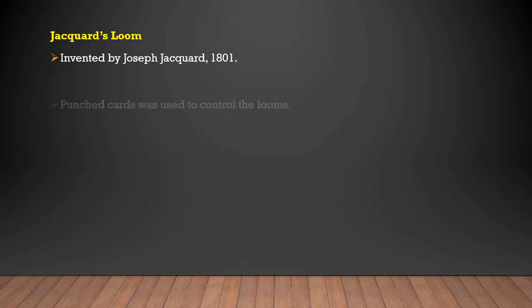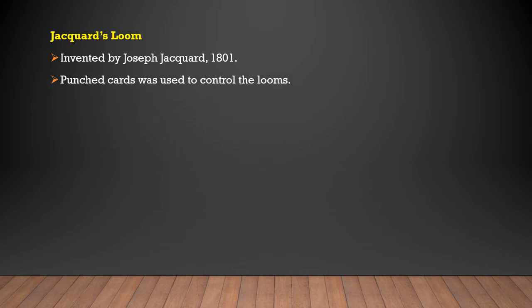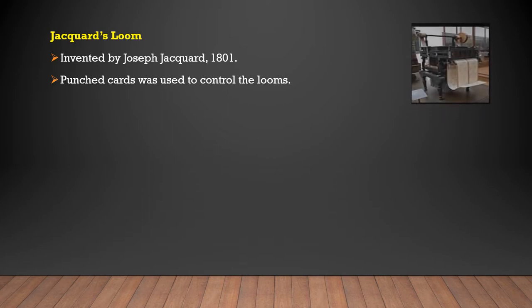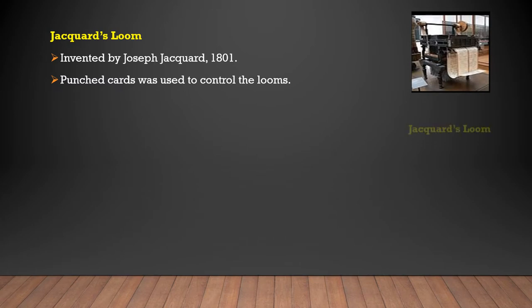Next is Jacquard's loom. Jacquard's loom is a mechanical loom invented by Joseph Jacquard, first demonstrated in 1801. He manufactured punch cards and used them to control the looms. The entire weaving process was automatic. The entire operation was under a program's control, and the invention of these punch cards influenced later advancement. So this is the figure of Jacquard's loom.